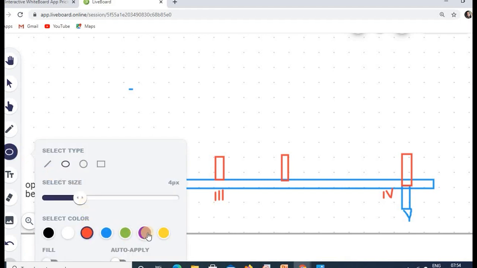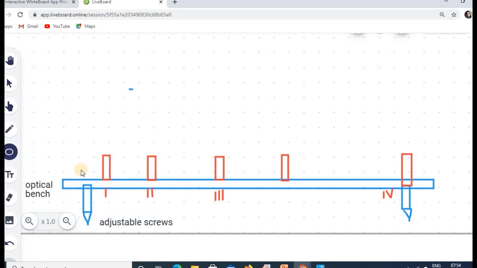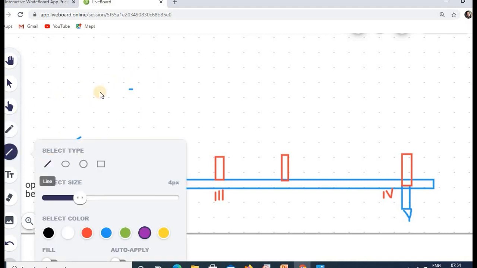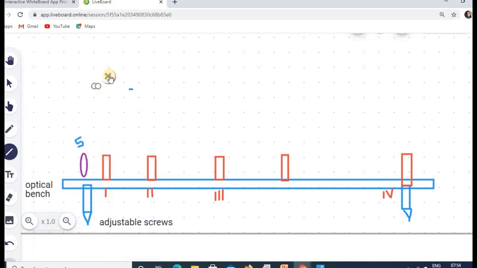We are having a source of light. It is a monochromatic source of light, and I can name my monochromatic source of light as S. This is a monochromatic source of light, and the light from the source hits the slit.